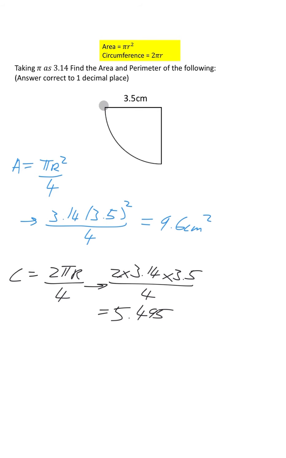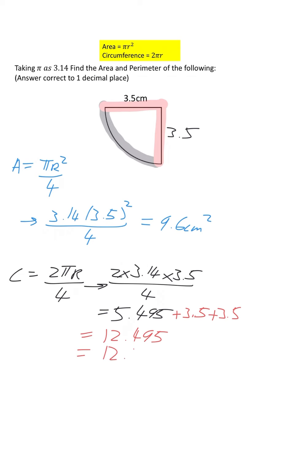Now, remember here as well, the circumference that we just found is the curved part, which is here. We also need the straight part, which is here and here. So we'll also have a 3.5 here. So remember to add those on. So plus 3.5 plus another 3.5. And this will equal 12.495. We want it to one decimal place, so this is 12.5 centimeters. Okay, and that's the perimeter.